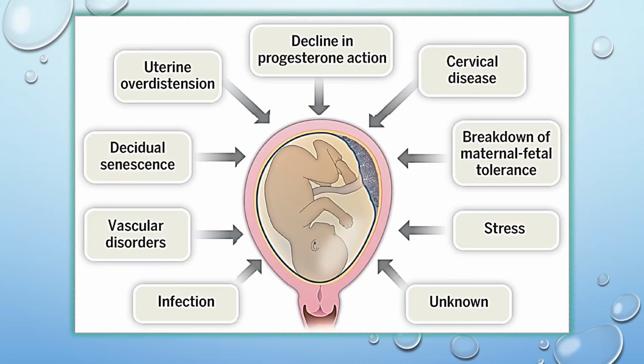The causes are almost the same as the causes of preterm labor: uterine overdistension, decidual reactions, vascular disorders, infections, stress, decline in the progesterone action, cervical disease, and sometimes unknown causes.